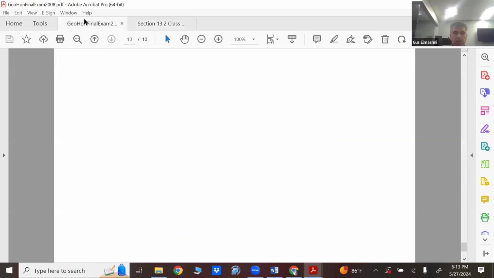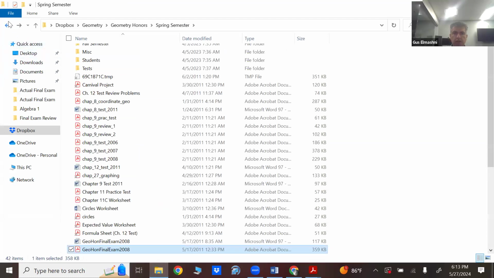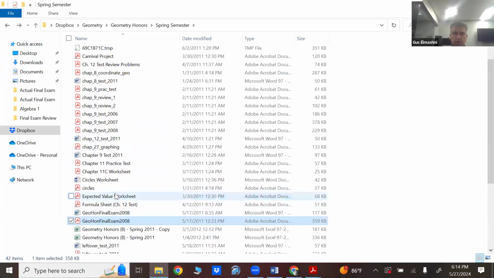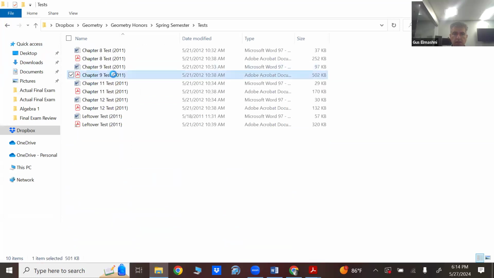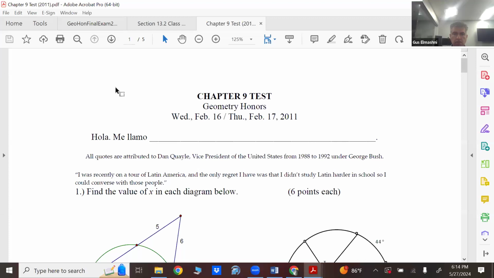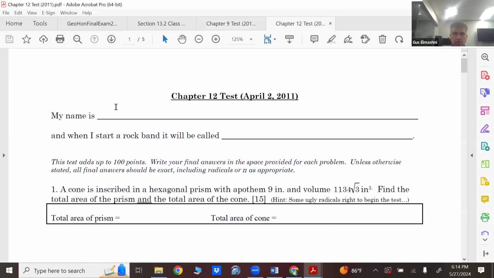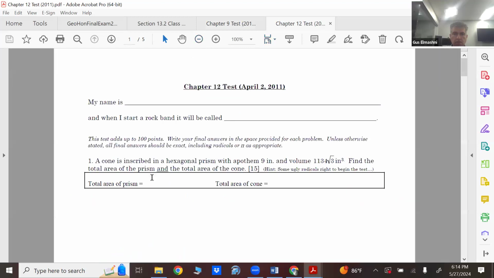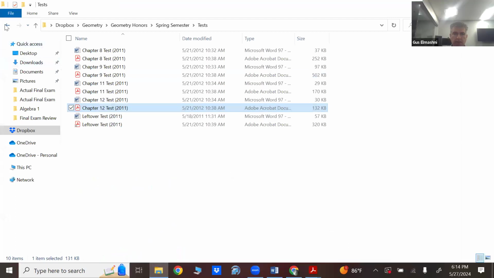Okay. We'll see more solid geometry. We made this one pass on.